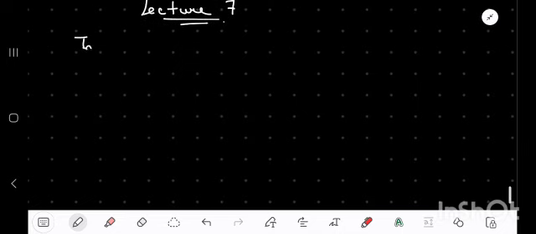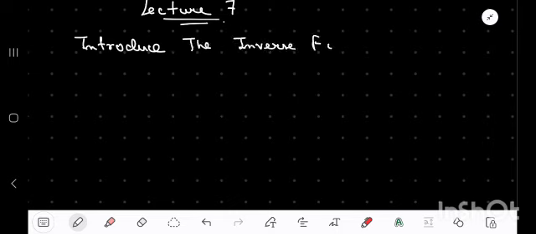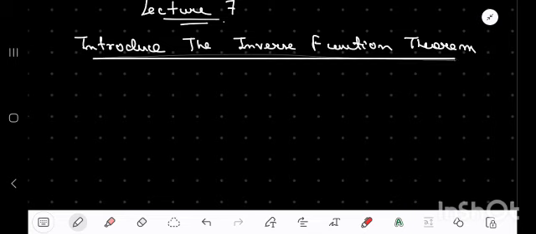So, in this lecture we are going to introduce the inverse function theorem. I guess this is the 7th lecture, lecture 7, and today we are going to introduce the inverse function theorem. This is actually a very important theorem in order to find the derivatives of invertible functions and, in fact, to structuralize the derivative of the inverse of the function.